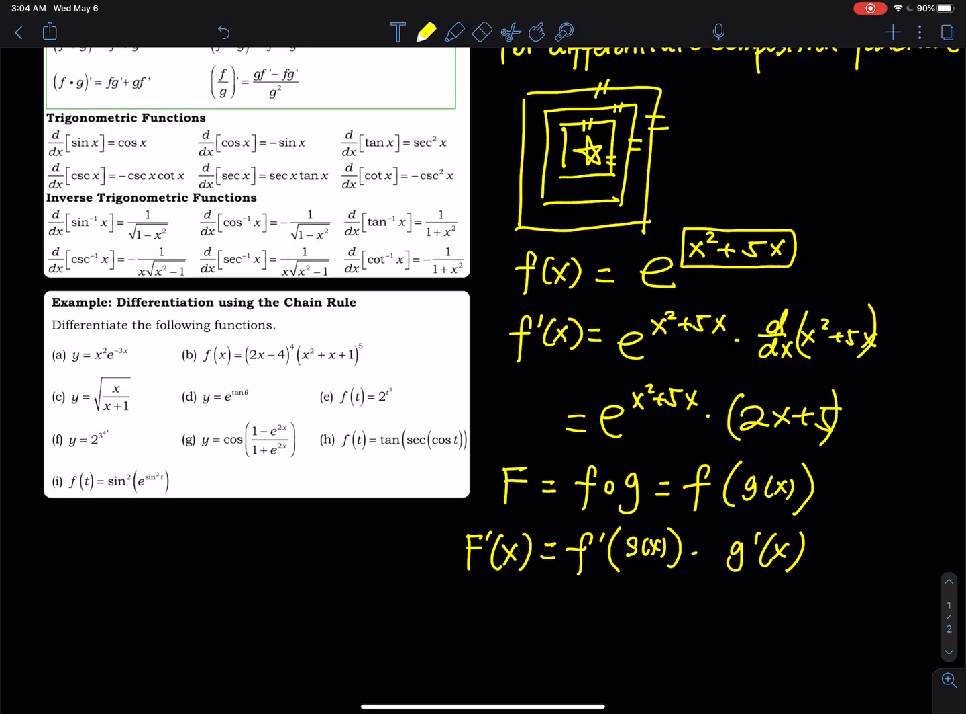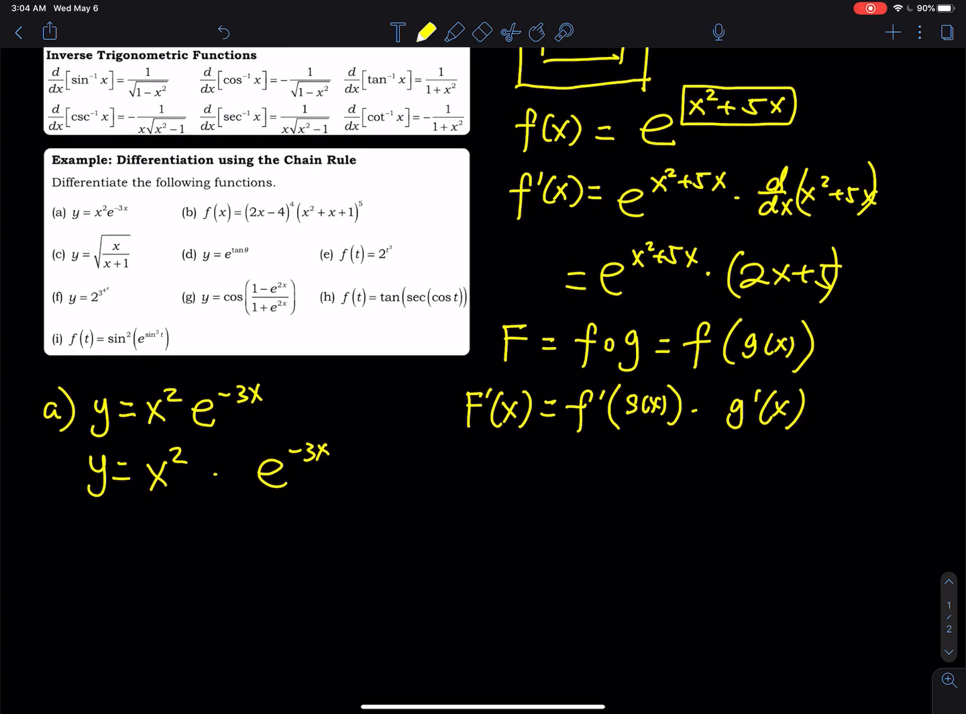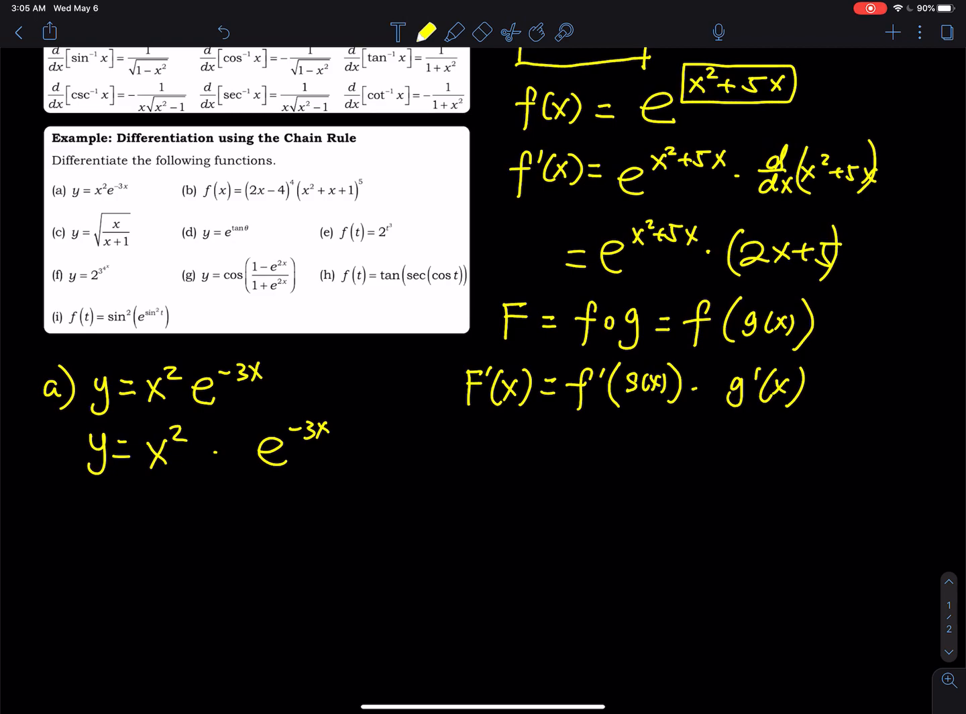So let's start. For A, we have y equals x squared times e to the negative 3x, right? So this function, we have to differentiate that. This is a product, right? So y is equal to x squared times e to the negative 3x. That one definitely has a chain rule, and definitely has a product rule in it. Speaking of the product rule, the derivative of f times g is fg prime plus gf prime, right?